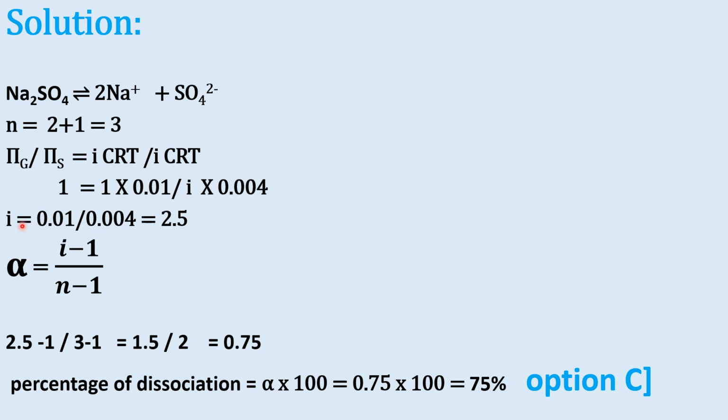Rearrange and find out value of i. i is equal to 0.01 divided by 0.004, that is 2.5. Formula of alpha: alpha is equal to i minus 1 divided by n minus 1. Substitute the values and work out, you will get 0.75. Percentage of dissociation is equal to alpha into 100. That is 0.75 into 100 is equal to 75%. Thus option C is correct.